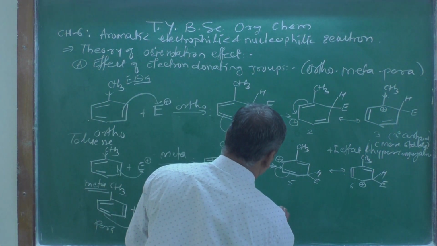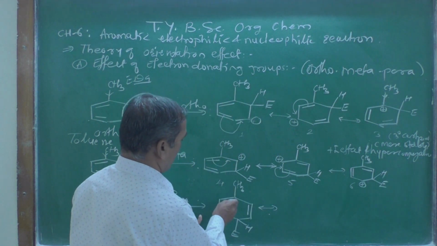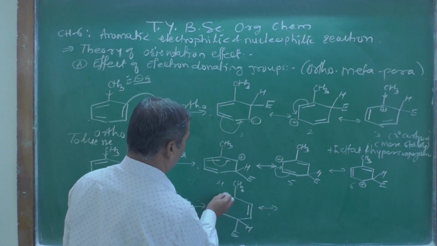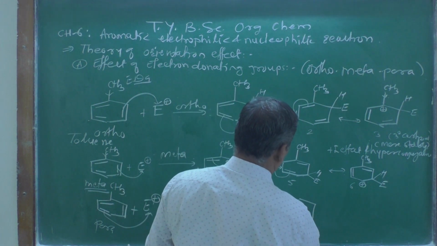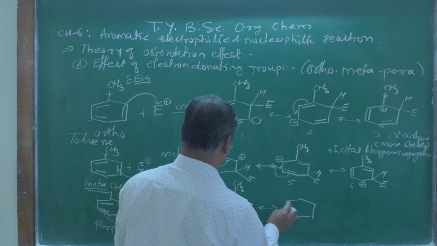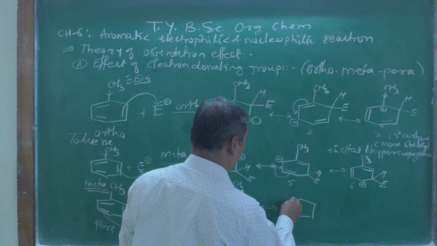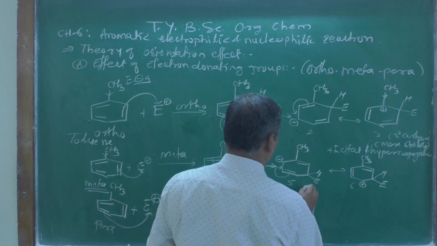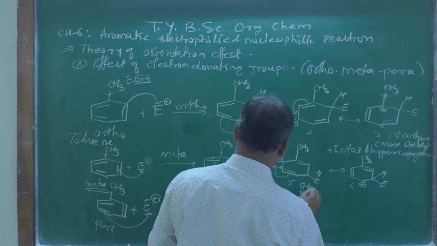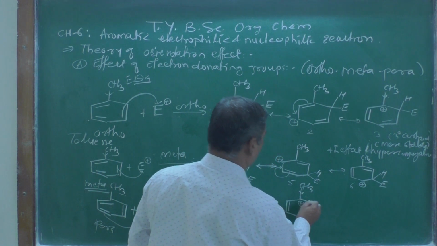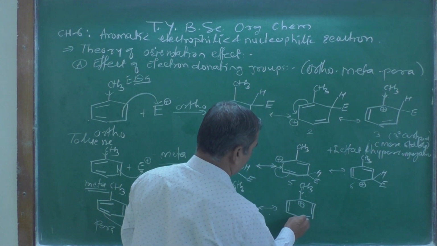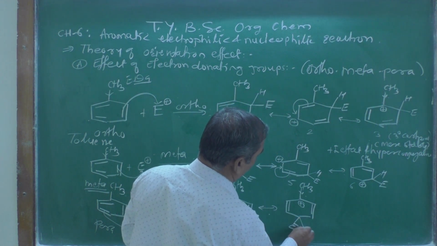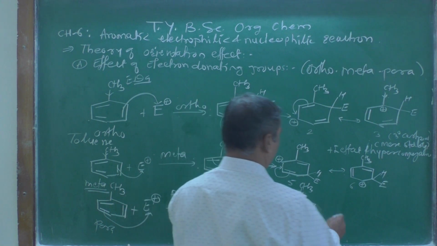Now again draw the resonating structure. Now this double bond shifted from here to here. What do you get? You are going to get the next structure. There will be a double bond. Look at here, this methyl group is electron donating, positive charge comes on it, this double bond remains as it is. This is the electrophile and this is the hydrogen atom.